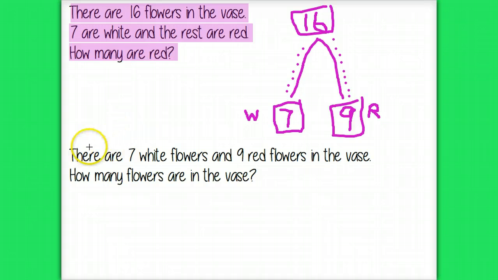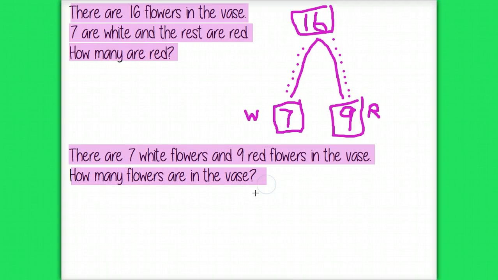Now I want you to look down here. This is the exact same problem. They just worded it a different way for you and gave you some different information. It reads, there are 7 white flowers and 9 red flowers in a vase. How many flowers are in the vase?